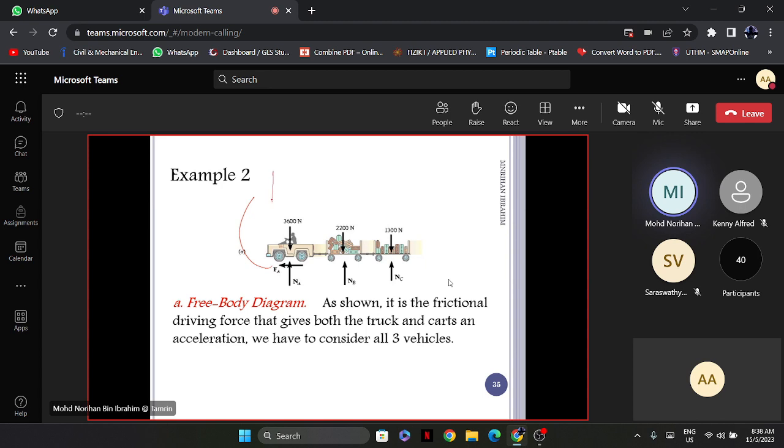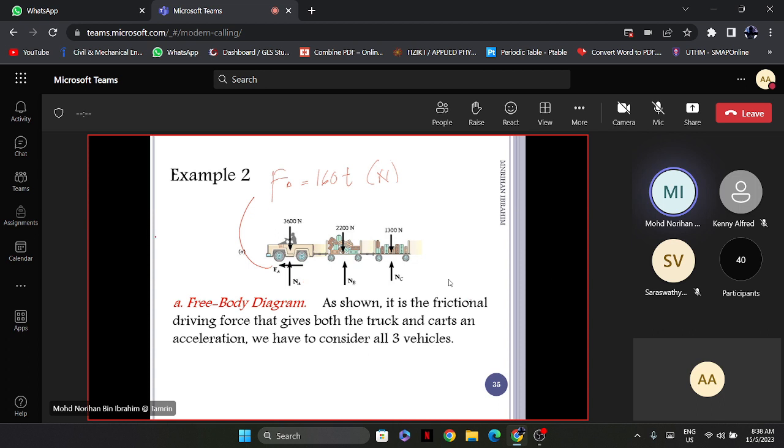So FA is equal to 160T, where the unit is in Newton. The frictional driving force is to the left or to the right? To the leftward. If you look at this illustration, this is the free body diagram.